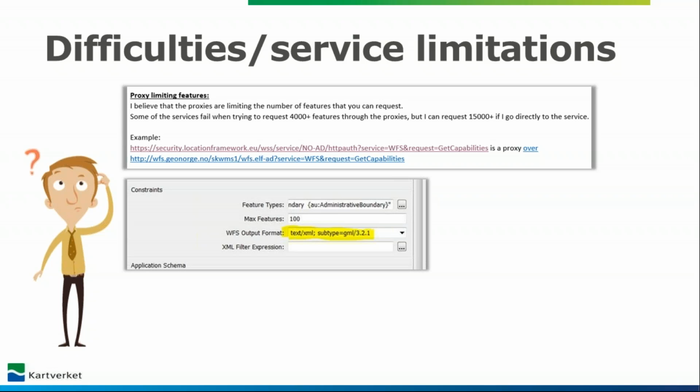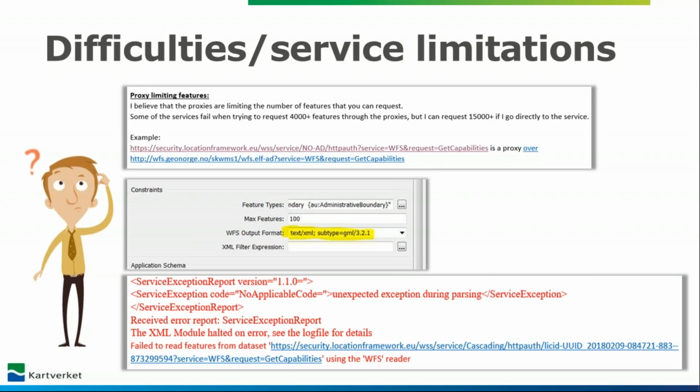And he also noticed that in FME and ArcMap, there was a WFS output format which varied a lot between each layer in the service. For some layers, you had to use this subtype GML, or in other cases, you had to leave it empty. And if you were mistaken, this came up and everything crashed.